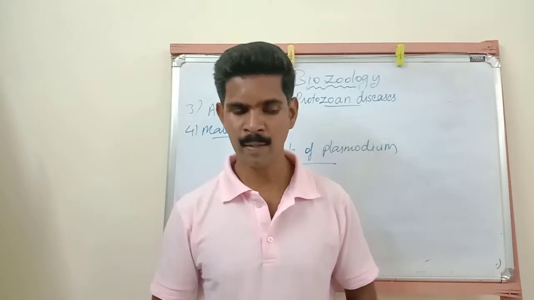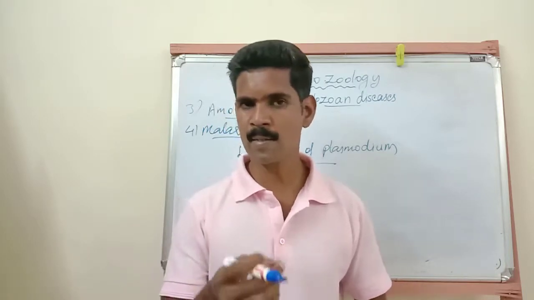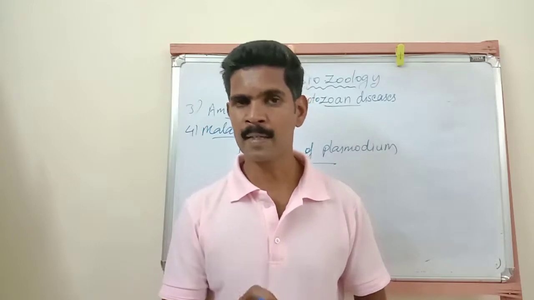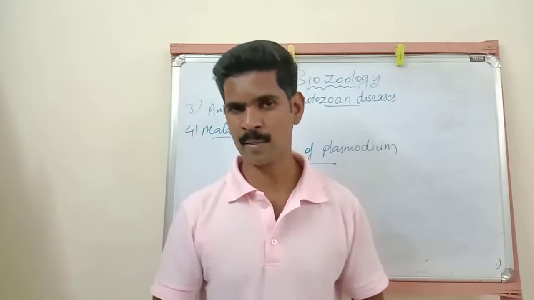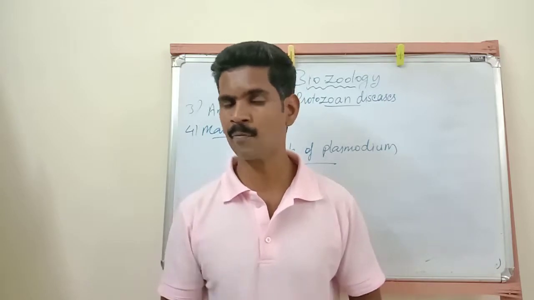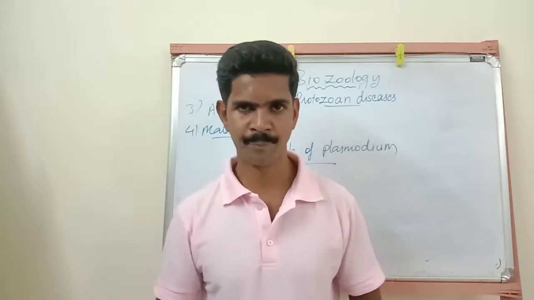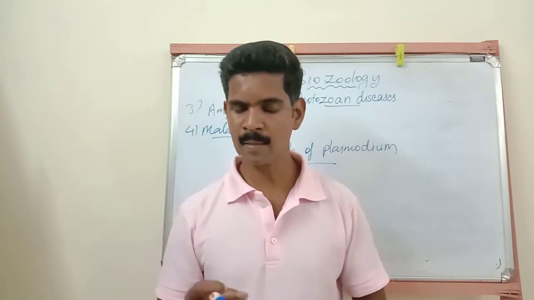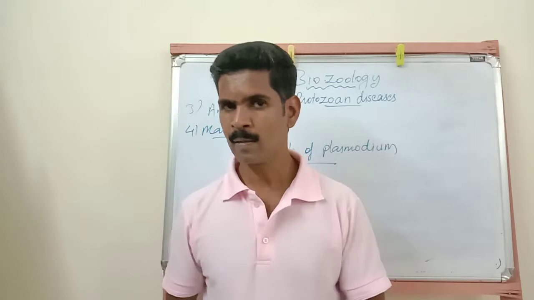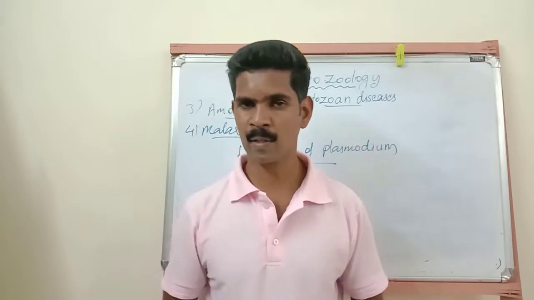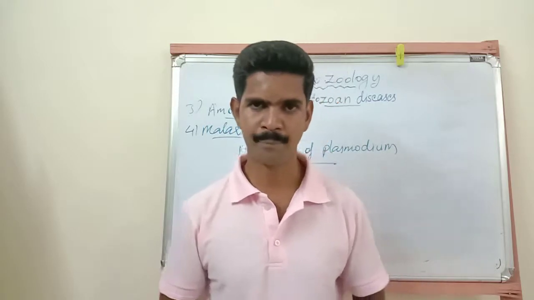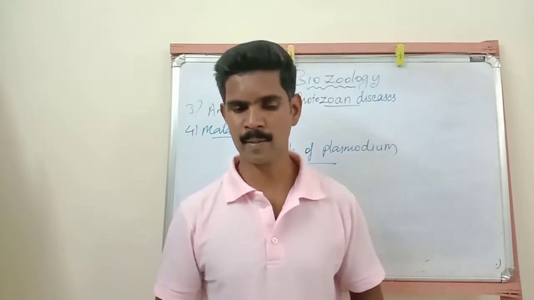Then when the hemozoin toxin is released into the blood, immediately two more important factors are released. One factor is called tumor necrosis factor and the second factor is called interleukin. So after the hemozoin toxin is released into the blood, these two factors are also released. What are the factors I said? Tumor necrosis factor and interleukin.